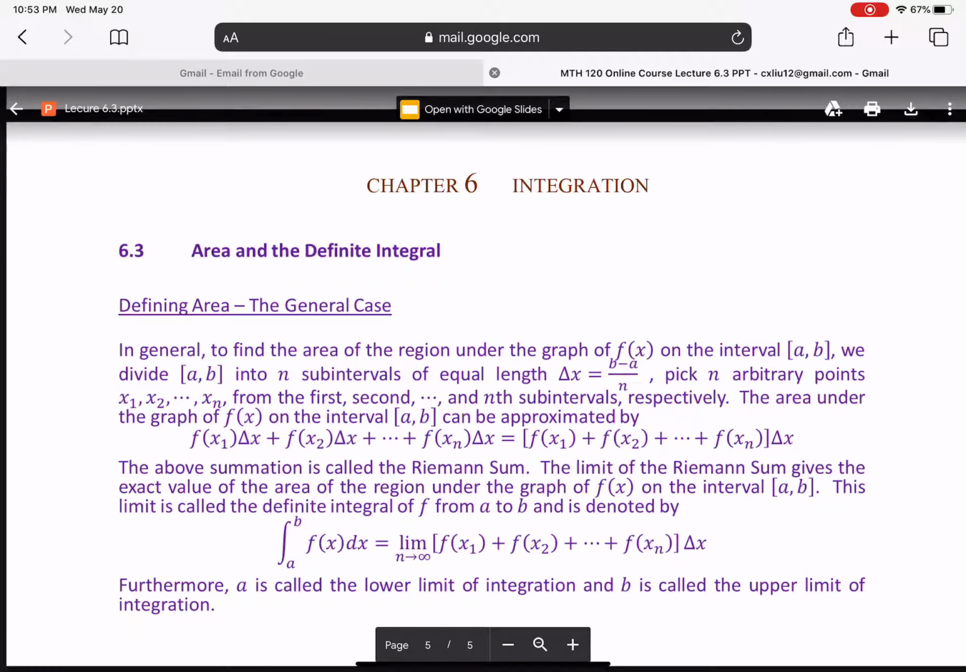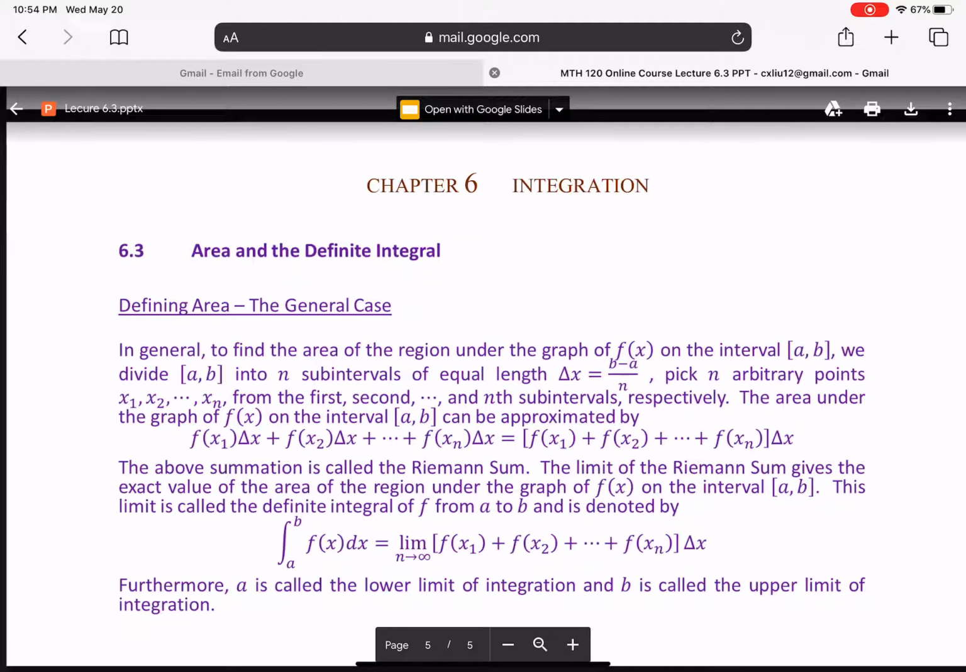rectangles. The area under the graph of f on the interval from a to b can be approximated by the summation of the areas of the rectangles as we just did. So that will be f of x1 times delta x plus f of x2 times delta x plus f of x3 times delta x, up to f of xn times delta x. All right, the height times the width. So we can factor out delta x.